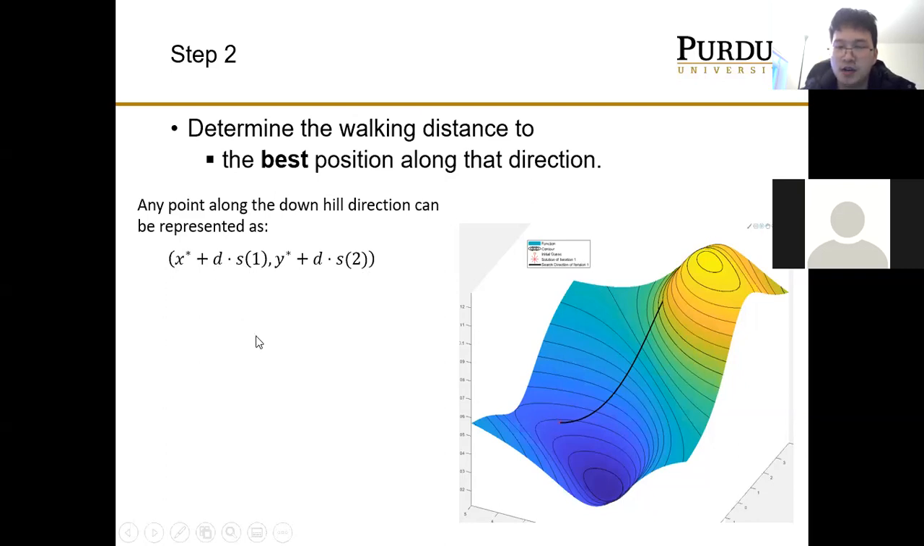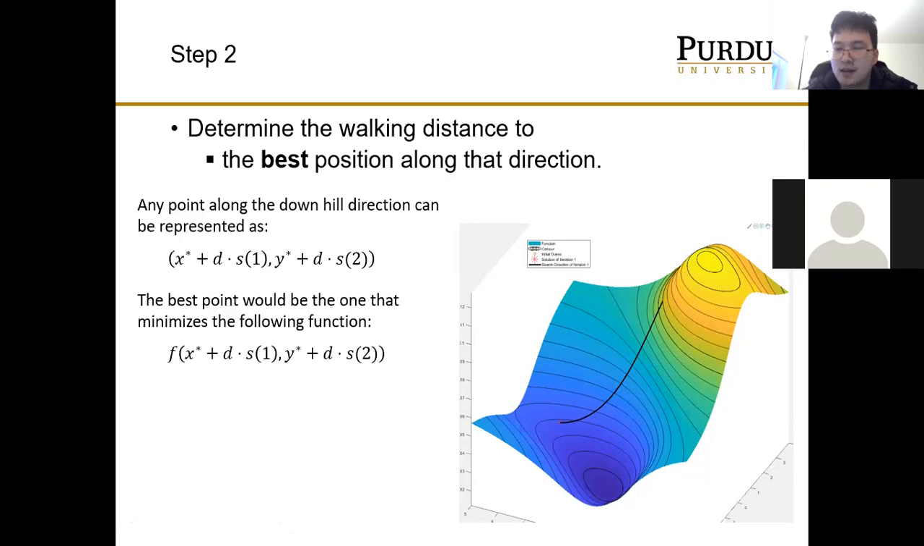This is a point along the direction, and we want to find the best point along this direction, right? So this is actually another optimization problem. The best point would be the one that minimizes this function. If we plug all the points along the direction into the function, that will be a new function, where the only unknown variable is d, correct? Then we need to find the best d that can minimize this function.